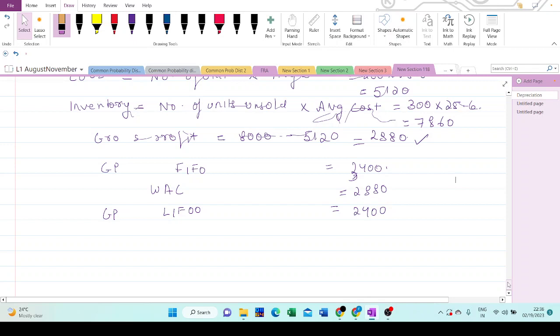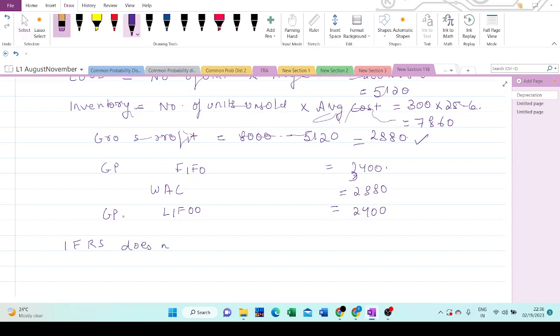So the LIFO method provides income tax benefits, and since it provides income tax benefits during a period of inflation, a period of rising product prices, IFRS does not allow companies to use the LIFO method. GAAP allows, but IFRS does not. So this is the first difference between IFRS and GAAP. GAAP allows use of the LIFO method, but IFRS does not allow the use of LIFO.